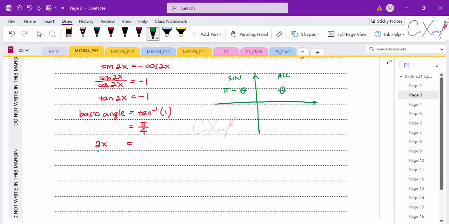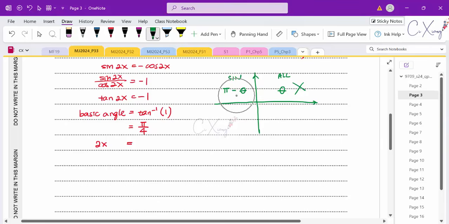Okay, so to get the value of 2x, I will focus on the quadrant which gives me tangent with a negative value. So tangent negative. In the first quadrant, is it tangent negative? No, right? So I don't want the answer from this part. Then if I have a look at the second quadrant, is it tangent negative? Yes, because only sine is positive in this quadrant.